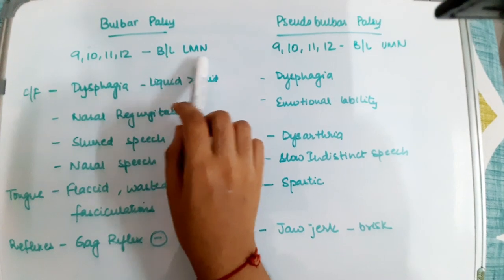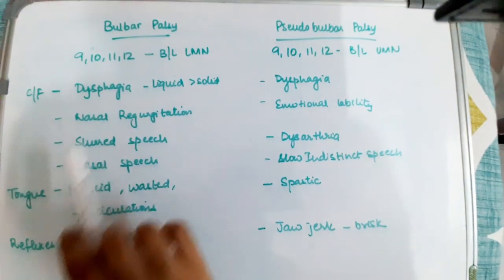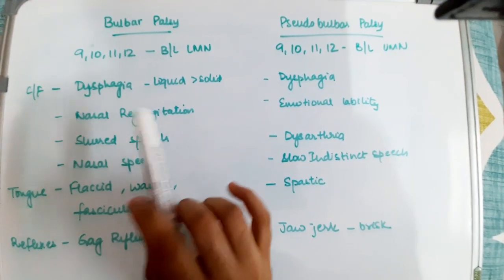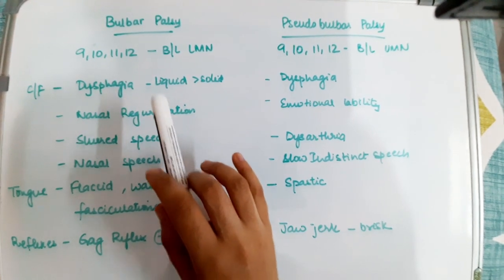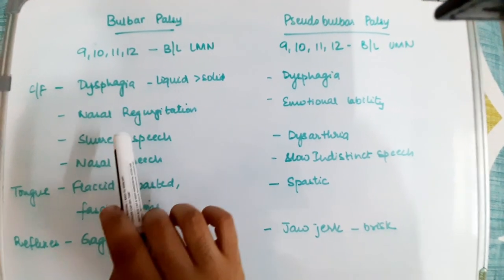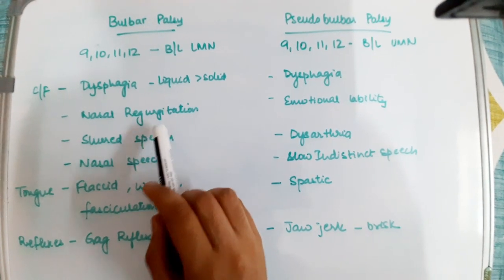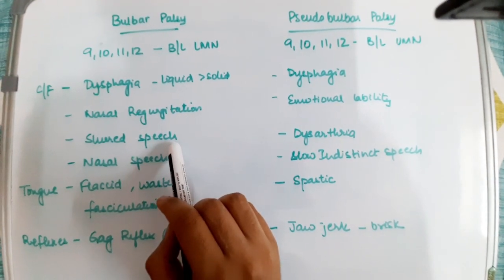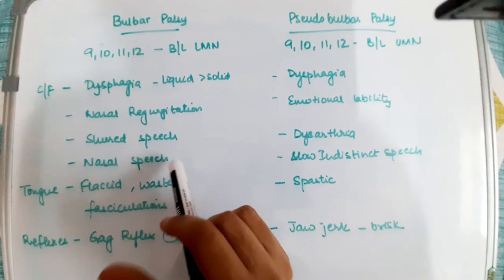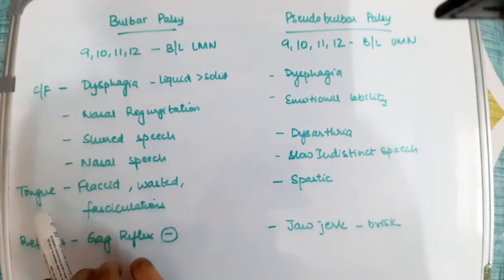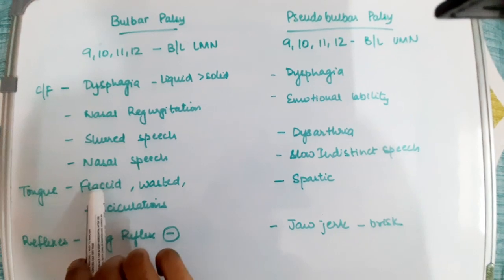Since bulbar palsy is an LMN lesion, the clinical features are dysphagia, which is being unable to swallow, especially liquids. There will be nasal regurgitation of the food that we try to take. There will be slurred speech. Speech will have a nasal quality. When we see the tongue, it is flaccid.